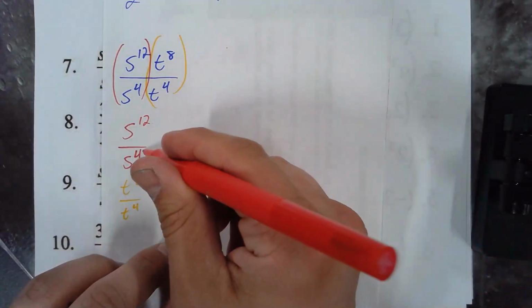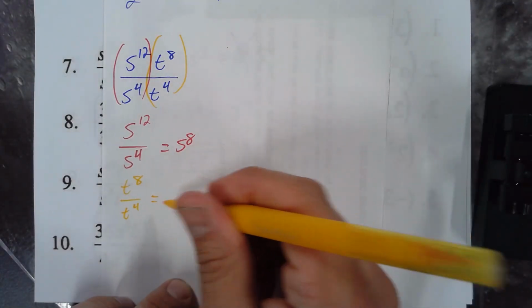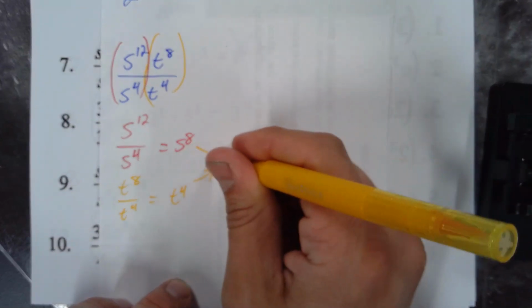So 12 minus 4 is 8. This would be s to the 8th. And then here 8 minus 4 is 4. And then just remember that I had to multiply these two back together. When I multiply those two, since I can't multiply s and t because they're not like terms.